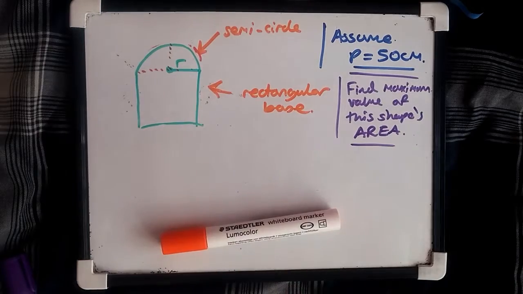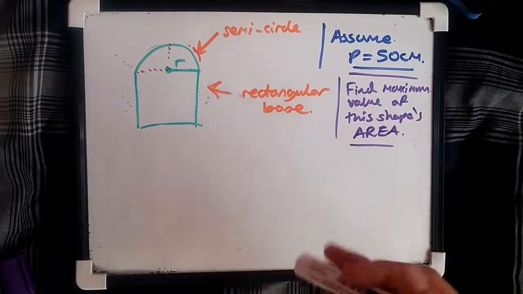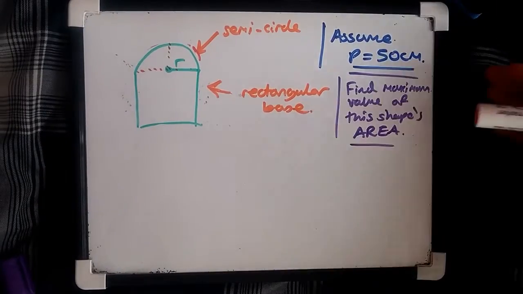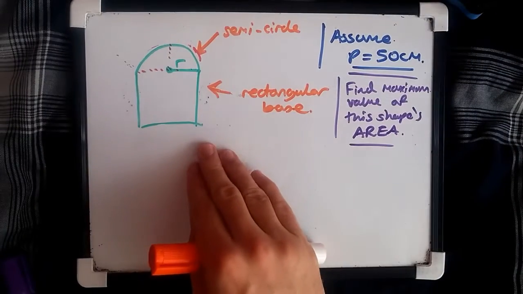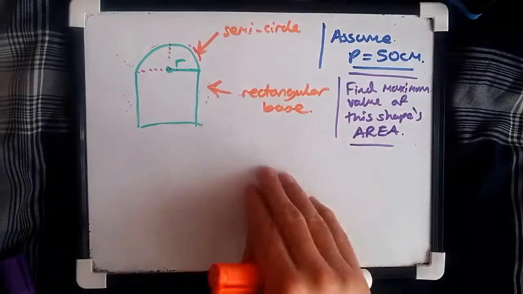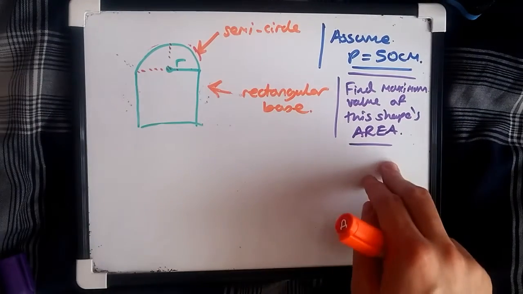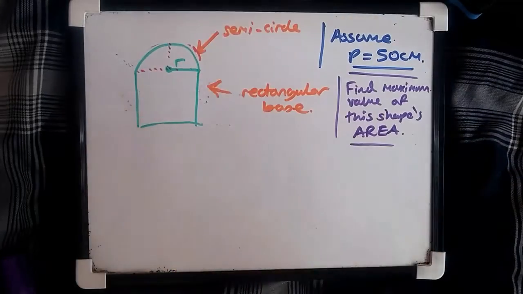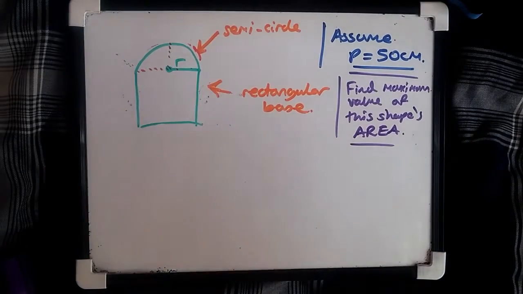Now, the question I know was on everybody's mind is how do we approach the shape? Well, the easiest thing to do, firstly, is to formulate some equations. We already have the perimeter, which equals 50, and we want to find the area, so we need to find the perimeter and area of the shape. So, without further ado, let's go.